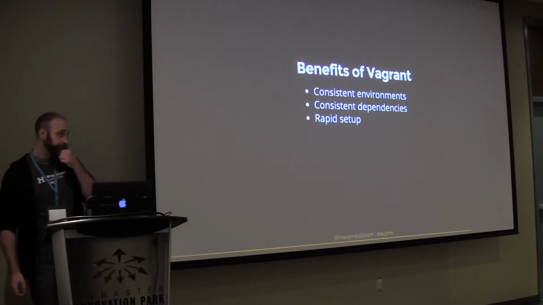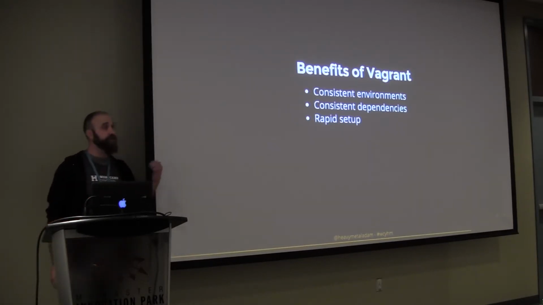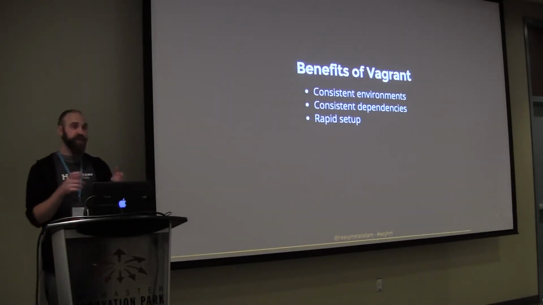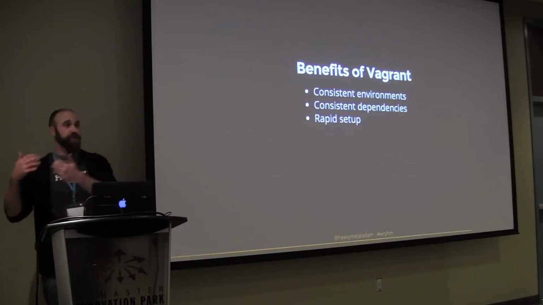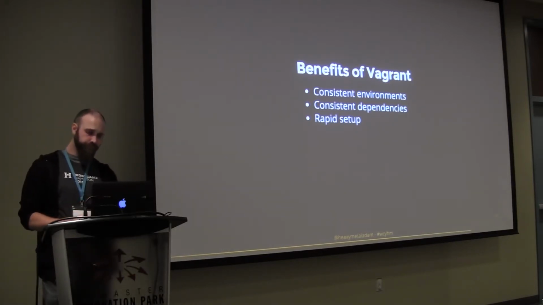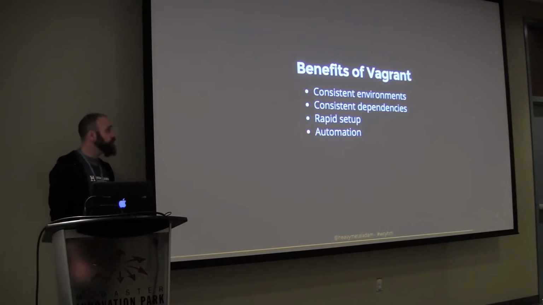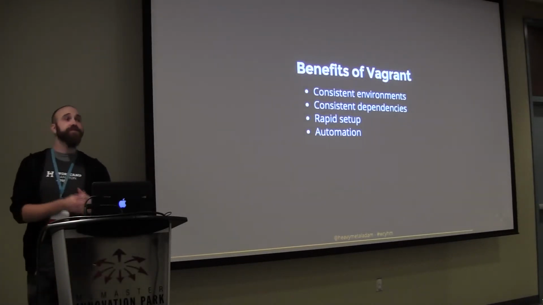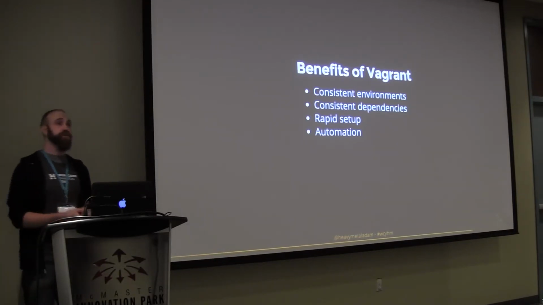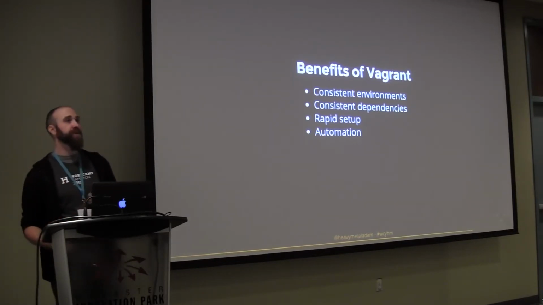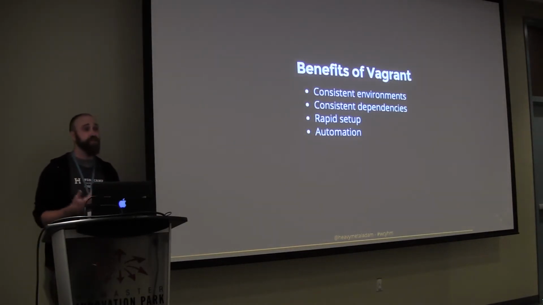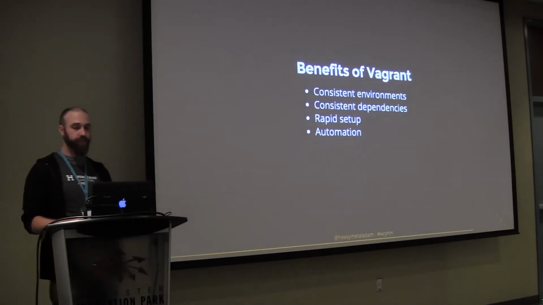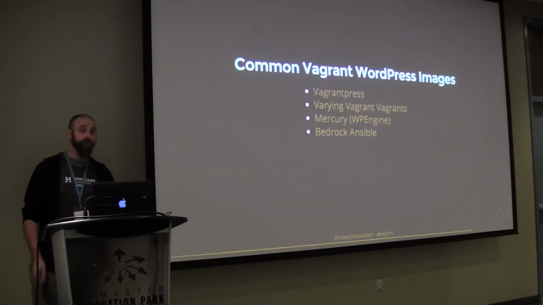Rapid setup. If you have these configuration files set up and you have Vagrant installed on your system, setting up this virtual machine is as simple as typing vagrant up, and your machine goes and does its thing. Automation as well. Whenever you start up a Vagrant image, you can have it do certain things. So let's say the first time that you spin up a Vagrant image, it actually installs WordPress for you. It sets up your database. It does all these things that you used to do manually. So it takes that manual tasking over for you.